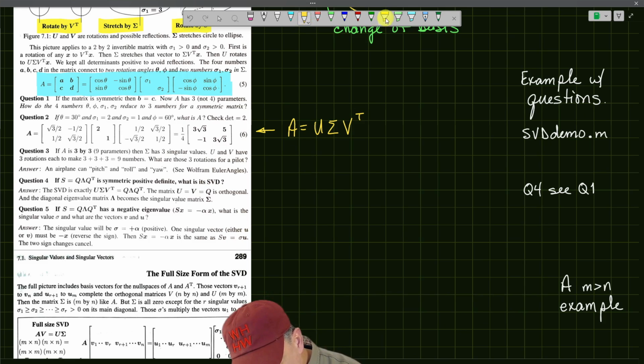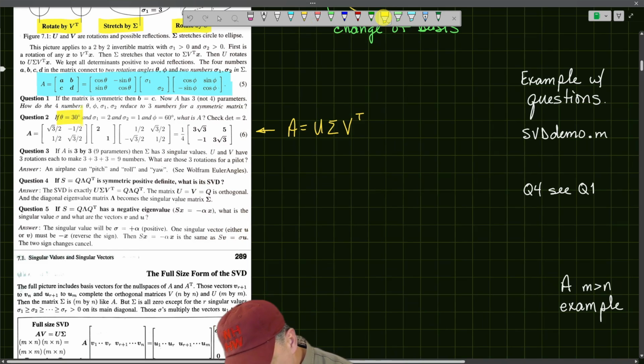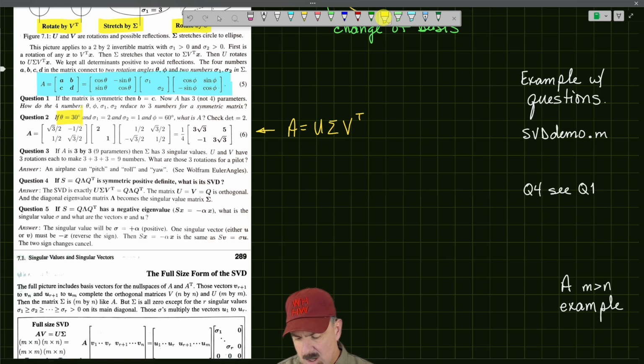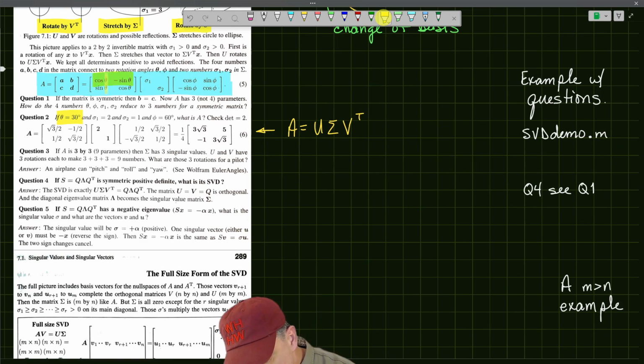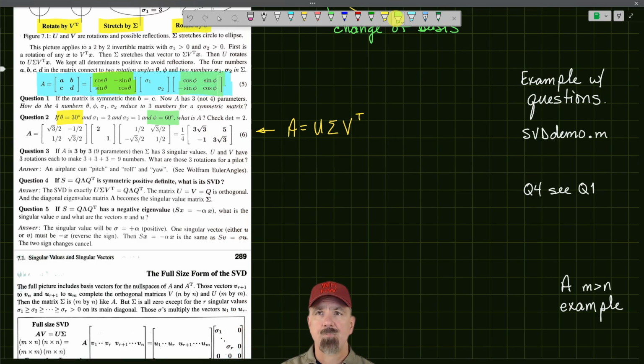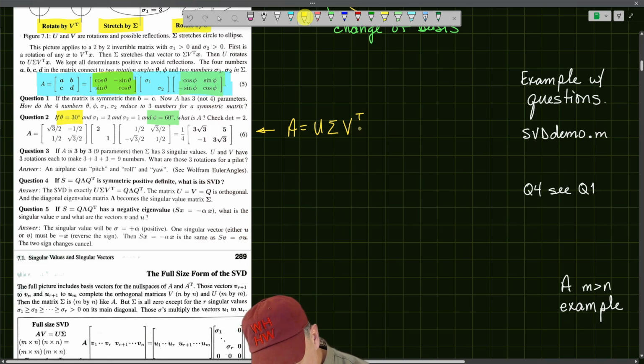We have a rotation of 30 degrees, right? That's a rotation on the output side, right over here. And then we also have a rotation of 60 degrees, and that's rotations over here on the input side. And so what we're going to do is we're going to take some vector z.